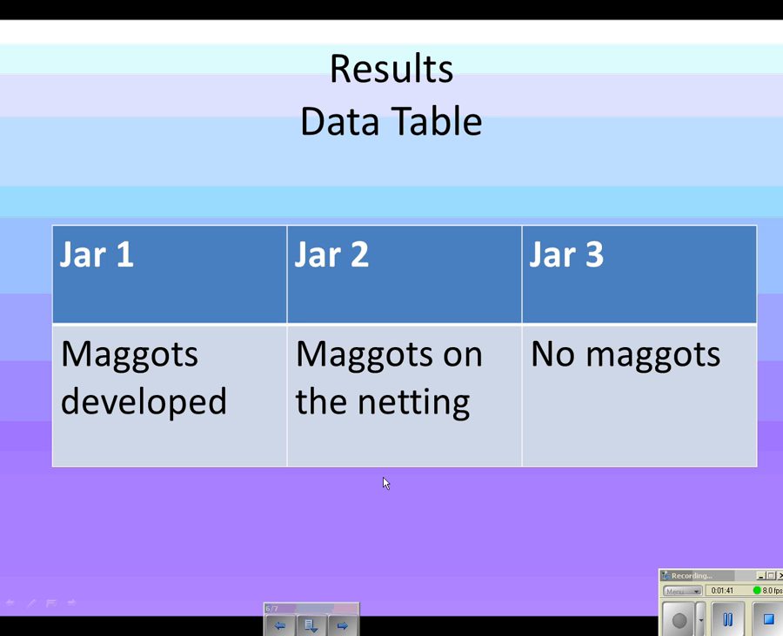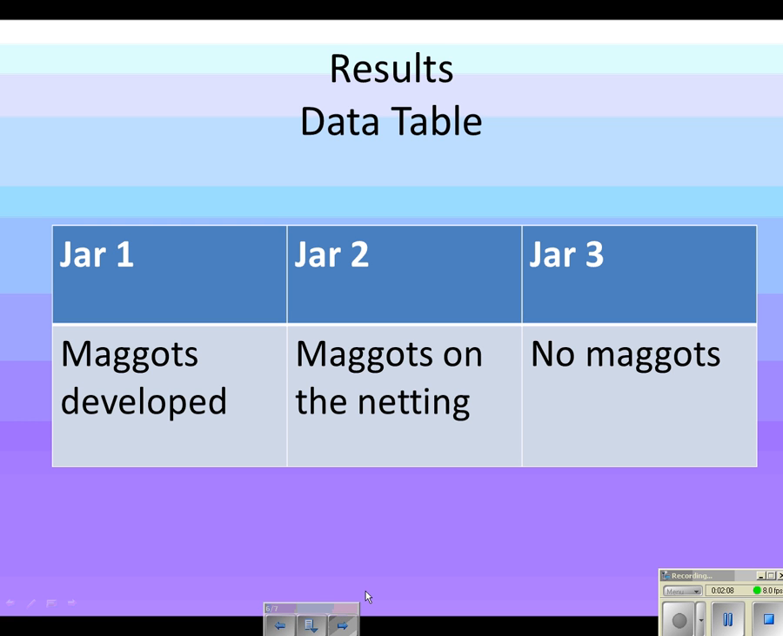If we look at the results, set up in a data table, and you should always have your data table done before you actually do your experiment so that you can easily collect your results. And this way you see what it is that you are trying to collect. So in the first jar, which is open, maggots developed. The second jar, which had the netting, there were maggots on the netting. And then the third jar, there were no maggots.